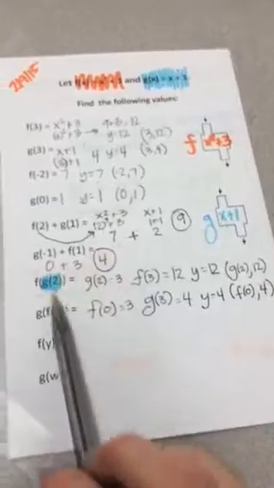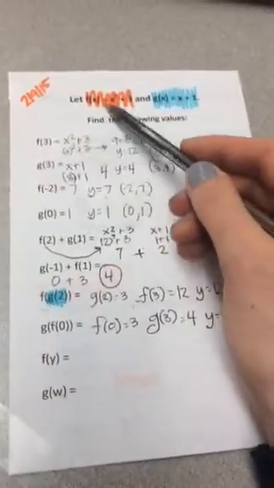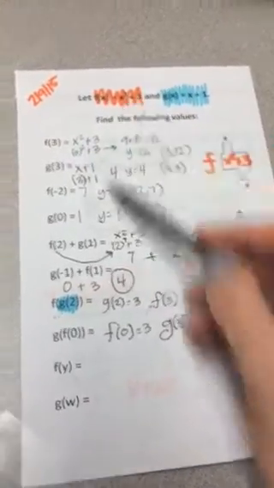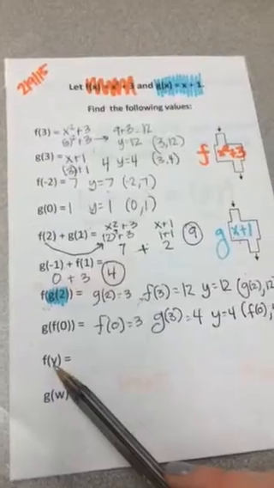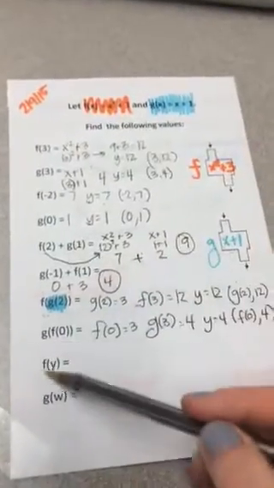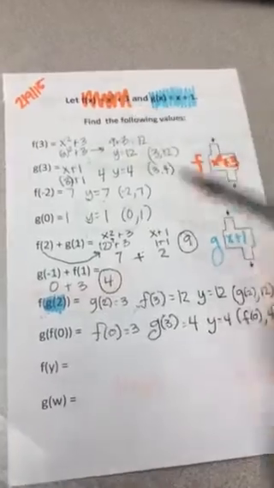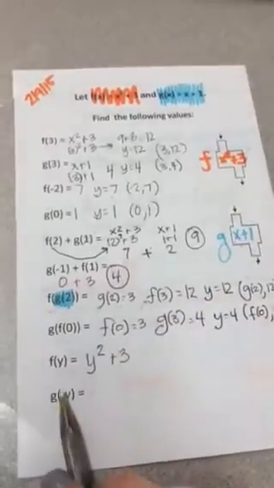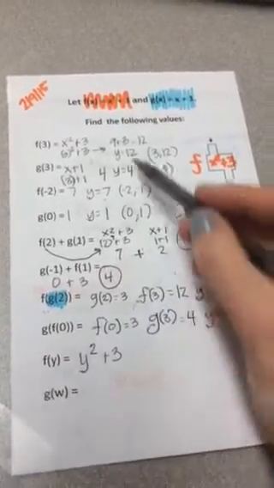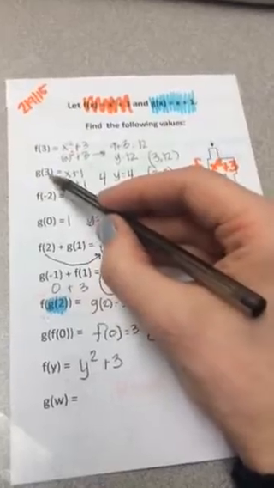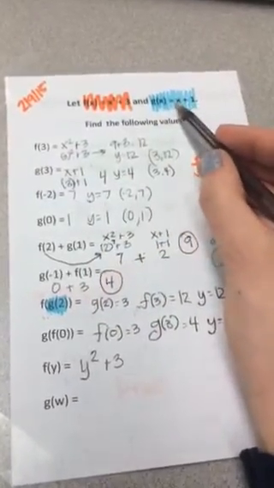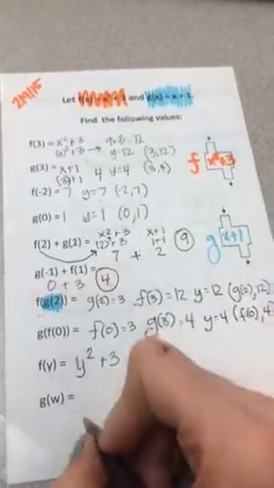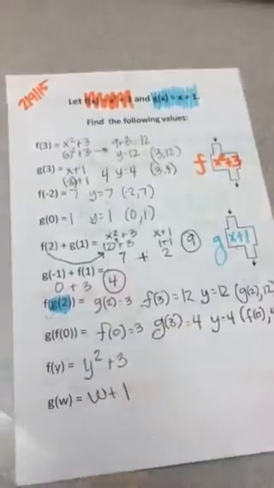Finally, right here, on all of these, we noticed that we are substituting x for this 3, so we throw 3 in here. Down here, the only difference is instead of a number, we have a variable. So we substituted x for y, so we're going to substitute y for x. So we end up getting y squared plus 3. Same thing with our g here. We've been substituting x for 3, so this time we're just going to do it with a w. So we're going to put a w right here, so we end up with w plus 1.